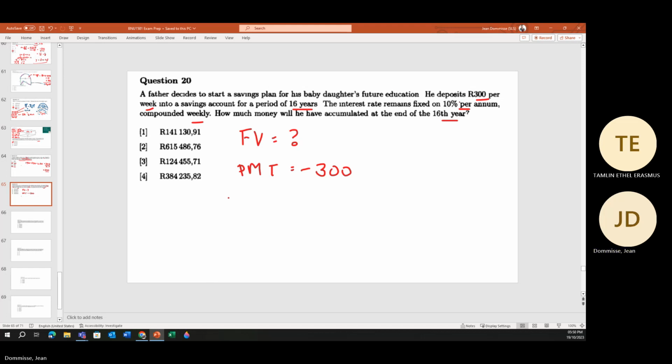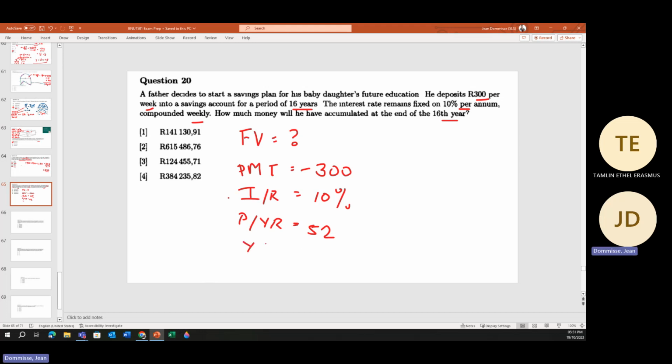Then they tell us it's 10% interest per year, so the interest rate is 10%. It happens every week, so every week there's a payment being made. So there's actually 52 payments. So you need to change on the HP the payments per year. I need to change that to 52. And it is then for 16 years.